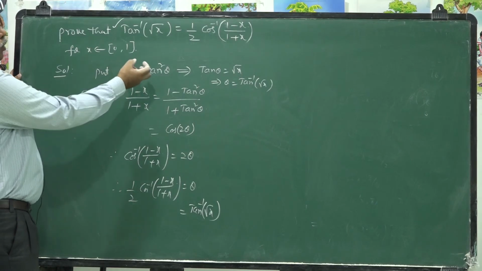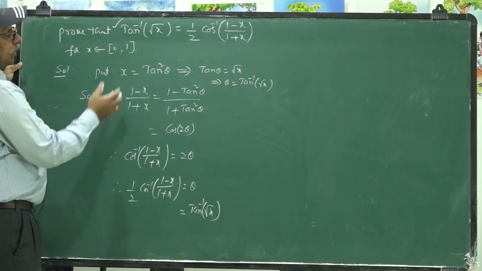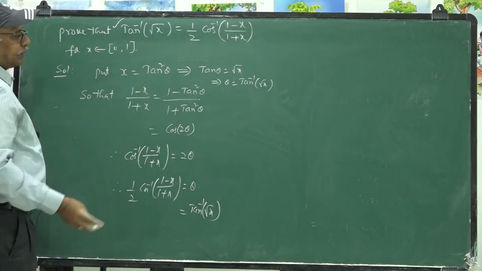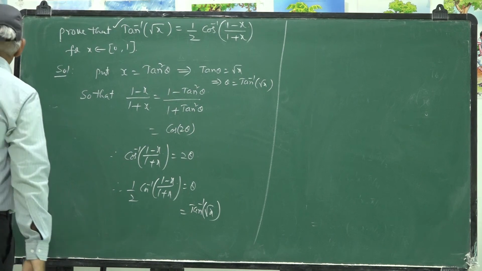By taking proper substitution, you can remove the inverse trigonometric functions and get the required result. That is the substitution procedure.